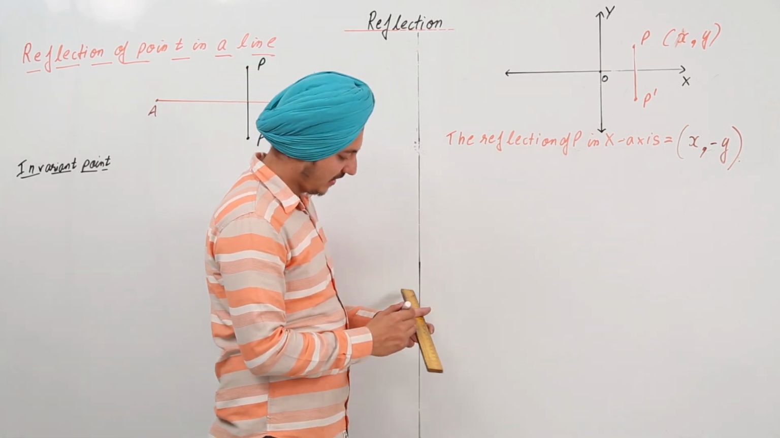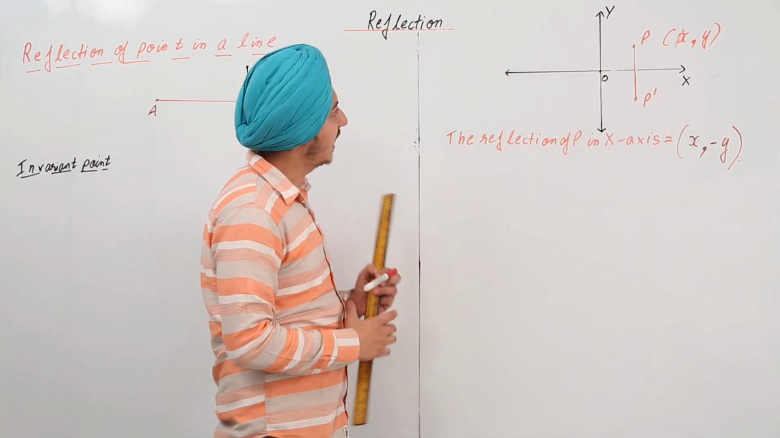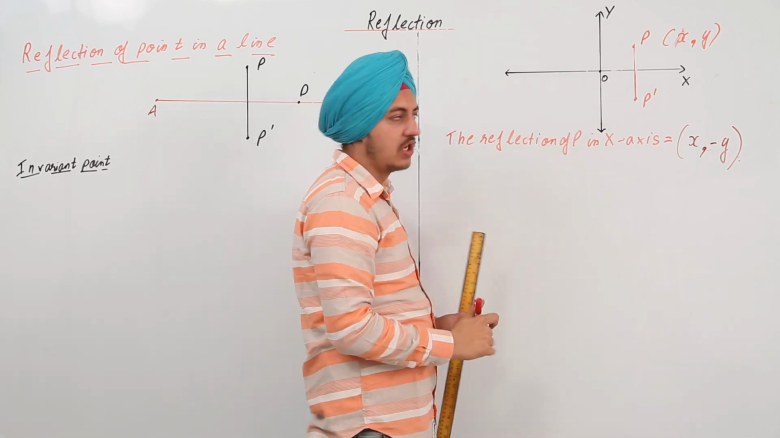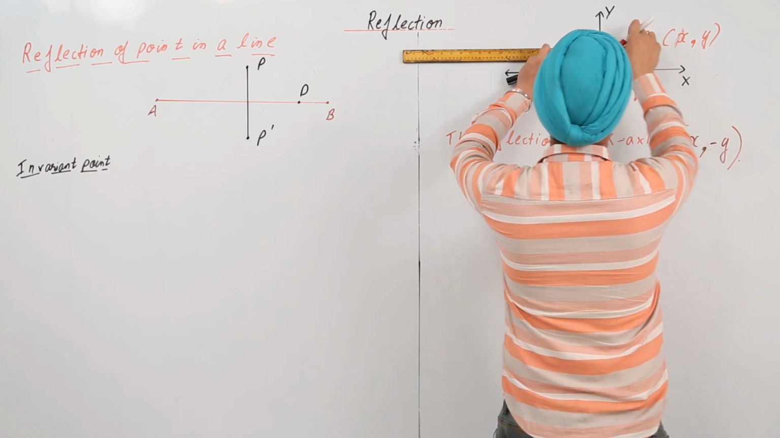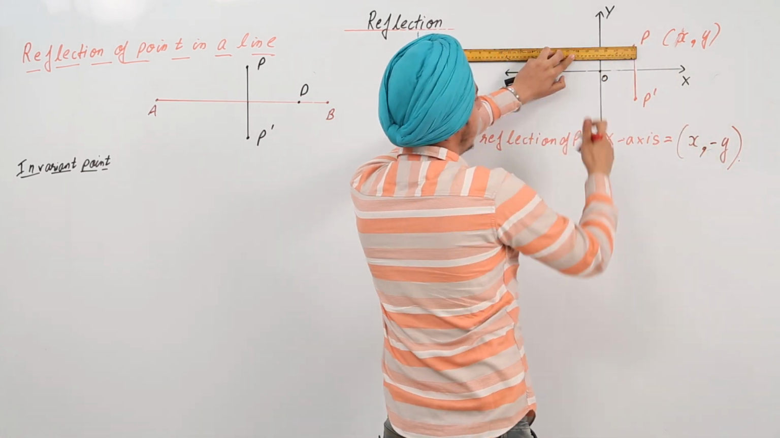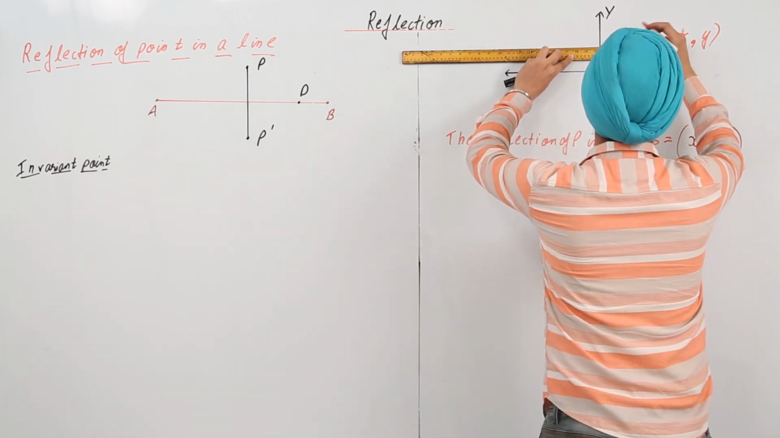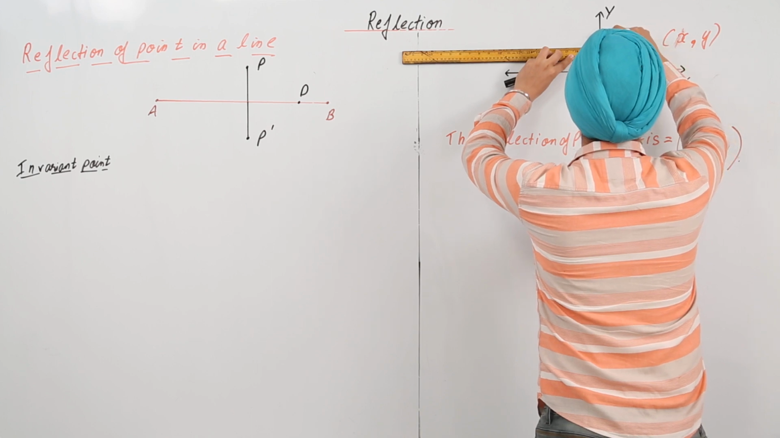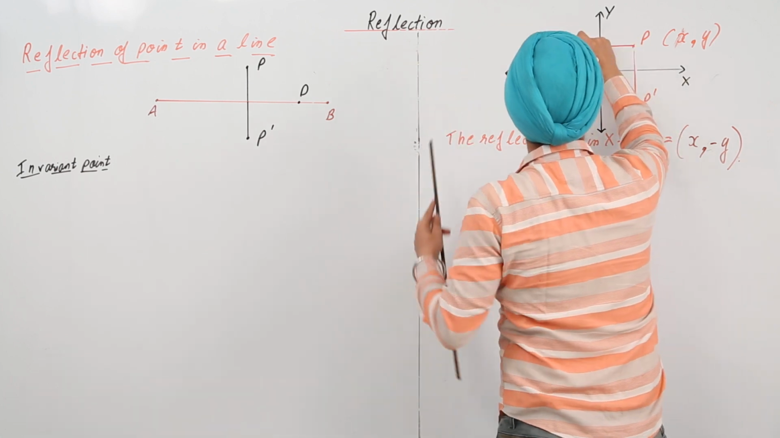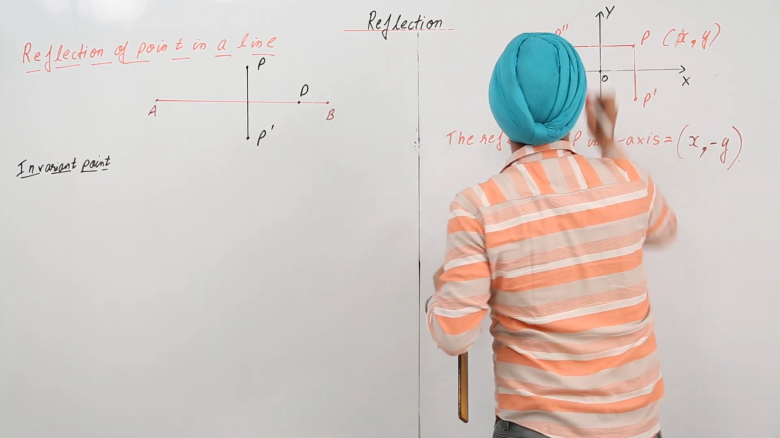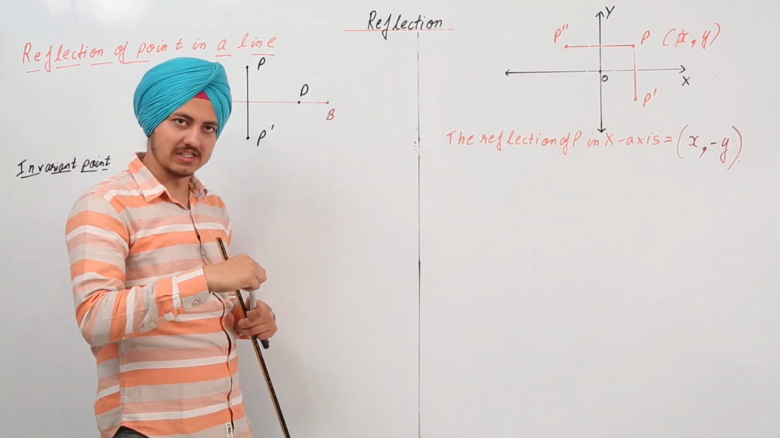Now tell me, if for this point P we had to find its reflection in y-axis, what would we do? Again, y-axis is a straight line, right? So we just take our scale and we measure this distance, and we draw a perpendicular bisector from here, and take it till here, right? And this point is P double dash. This is the reflection of the point in y-axis.